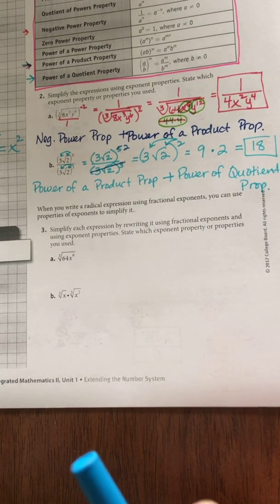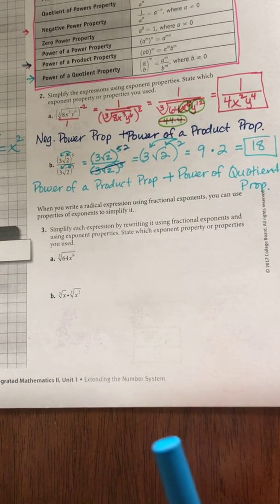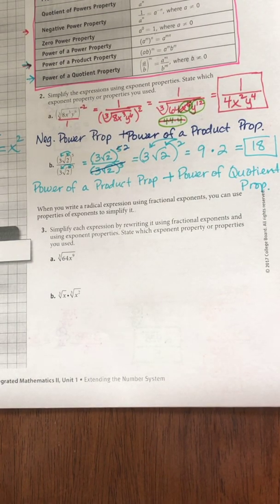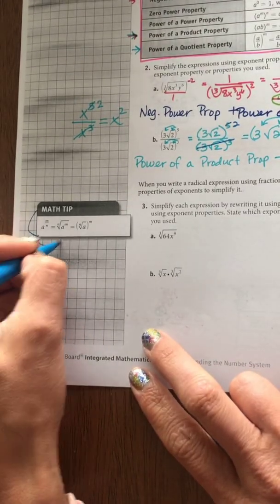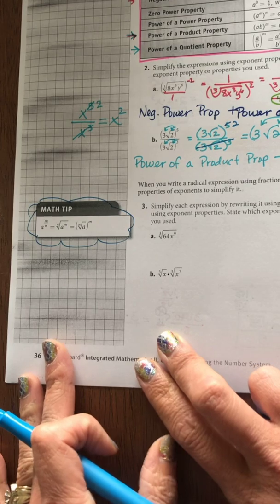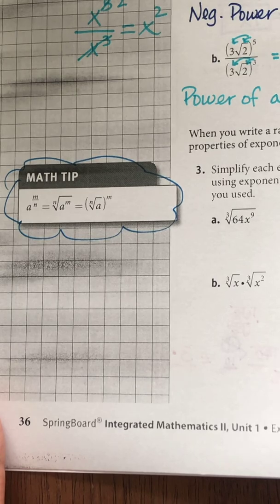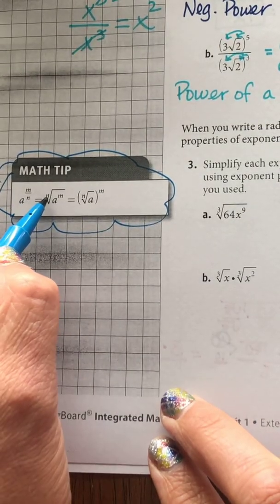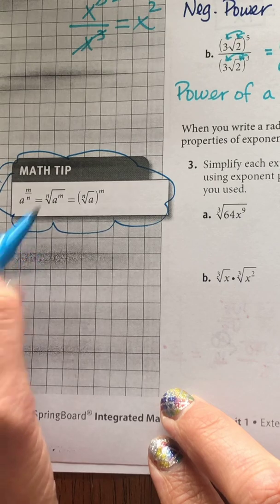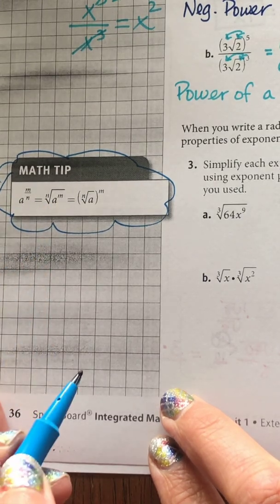When you write a radical expression using fractional exponents, you can use properties of exponents to simplify it. So same things go with fractional exponents. Okay. So we're going to simplify each expression by rewriting it using fractional exponents and using exponent properties. State which exponent property or properties you used. So let's go ahead and take a look at the math tip over on the left, just to remind you how to deal with fractions and radicals, how to switch them back and forth. So if we have a to the m over n power, remember the denominator of that power is the index, so that's the nth root of a to the numerator, so a to the m power.